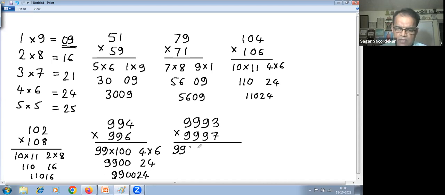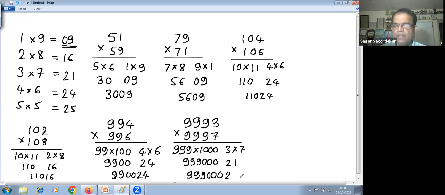993 multiplied by 997. 999 is common. Next number is 1000. 3 into 7. So multiplying by 1000 is just keep 3 zeros. 999000. This is 21. So answer is 9900021.